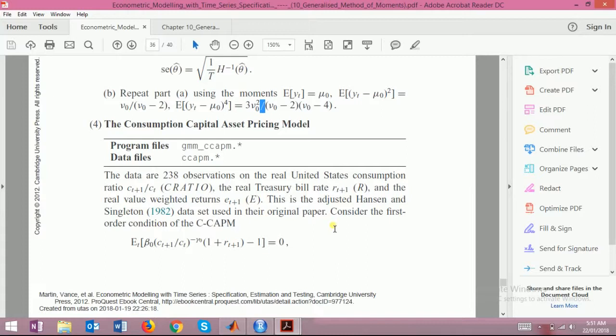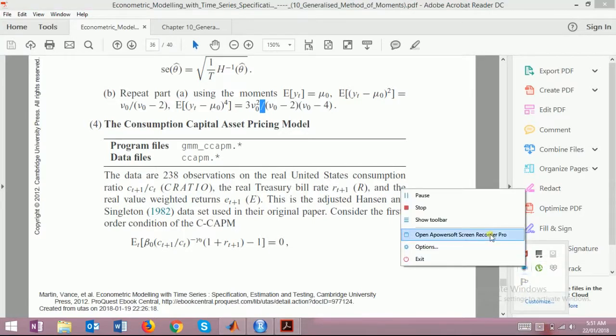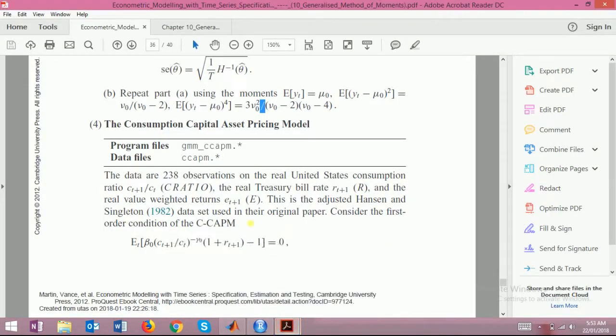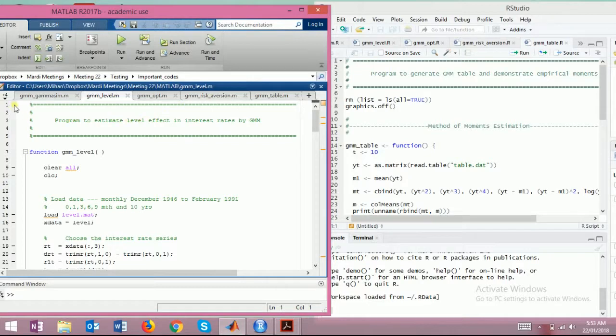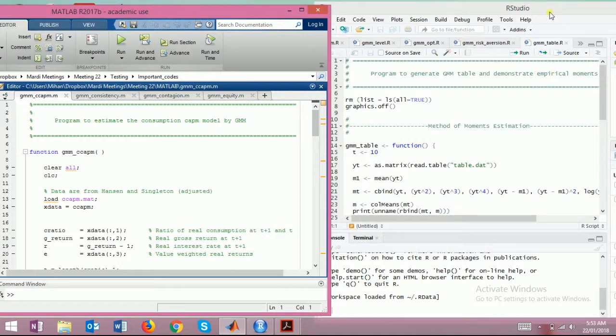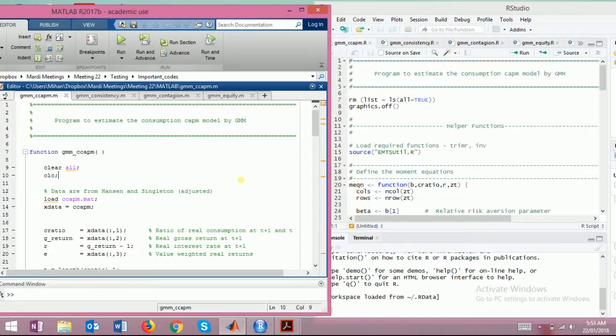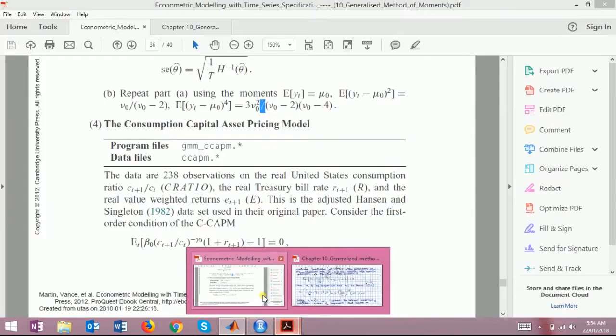Consider the first order condition of CCAPM, the consumption based capital asset pricing model, where 1 plus Rt minus 1 is multiplied by beta naught Ct plus 1 by Ct to the power minus omega gamma naught. Now this problem is GMM CCAPM, the consumption capital asset pricing model. Let's see how the problem goes.